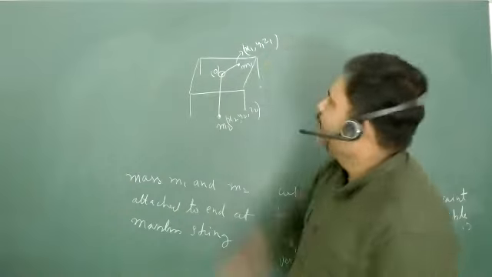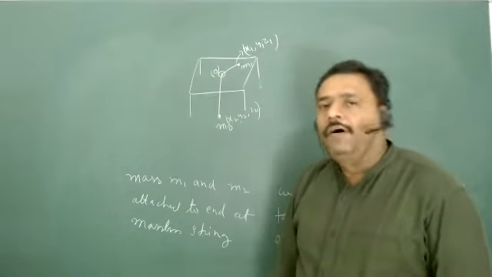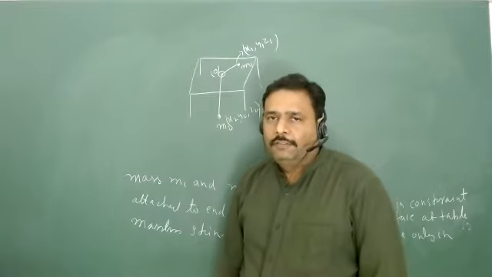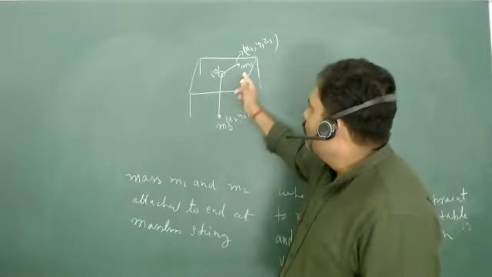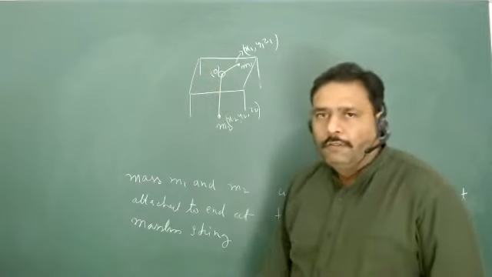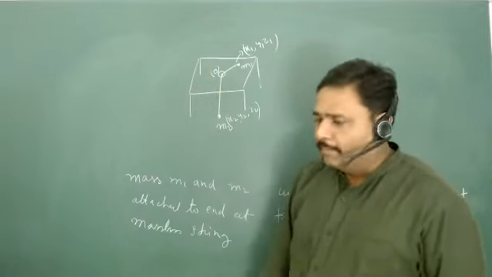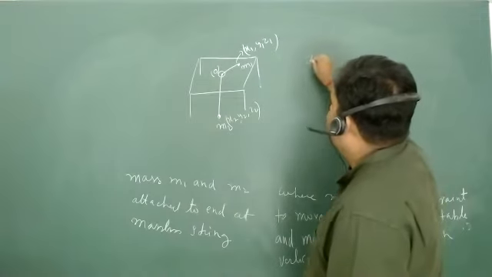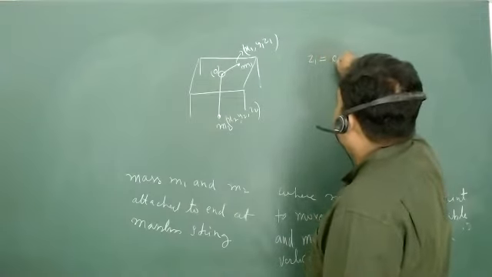Now let us write all this story in the form of mathematics. Mass M1 is constrained to move in the xy plane. What is the meaning of that? It means z1 must be equal to 0.